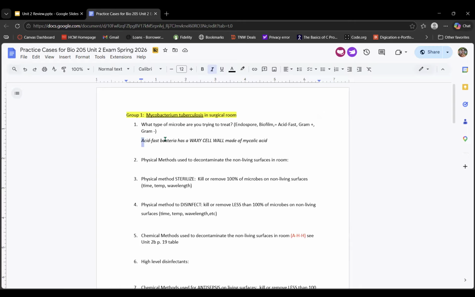So I just gave you this acid-fast bacteria with a waxy cell wall. That's a hint, right? Waxy cell wall. Only one drug targets waxy cell wall from what I remember. I'll let you figure that out on your own.